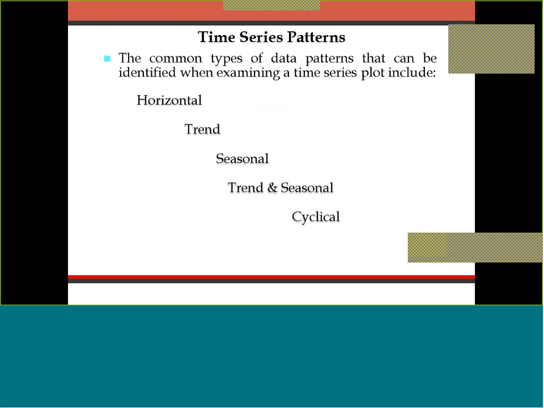So what type of time series patterns do we generally come across in these time series plots? They are horizontal, trend, seasonal, trend and seasonal, and cyclical. So a horizontal time series pattern, sometimes you may get a trend, seasonal patterns, trend and seasonal as a combination, and cyclical pattern.